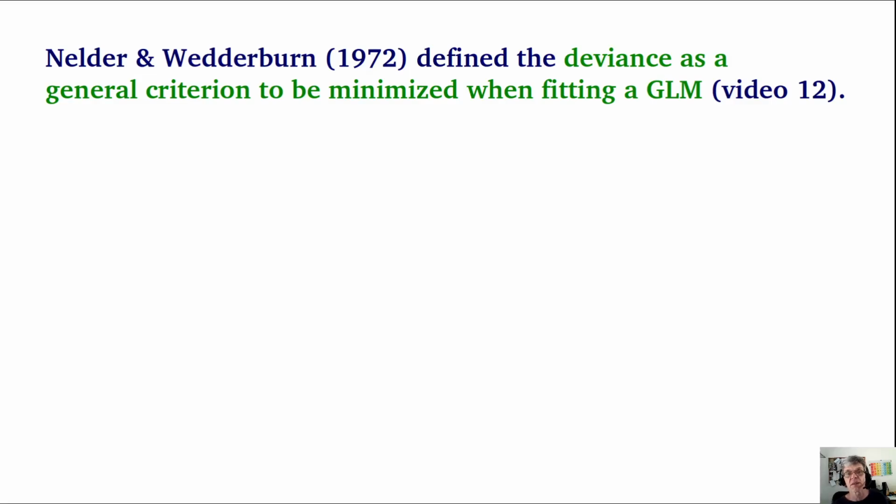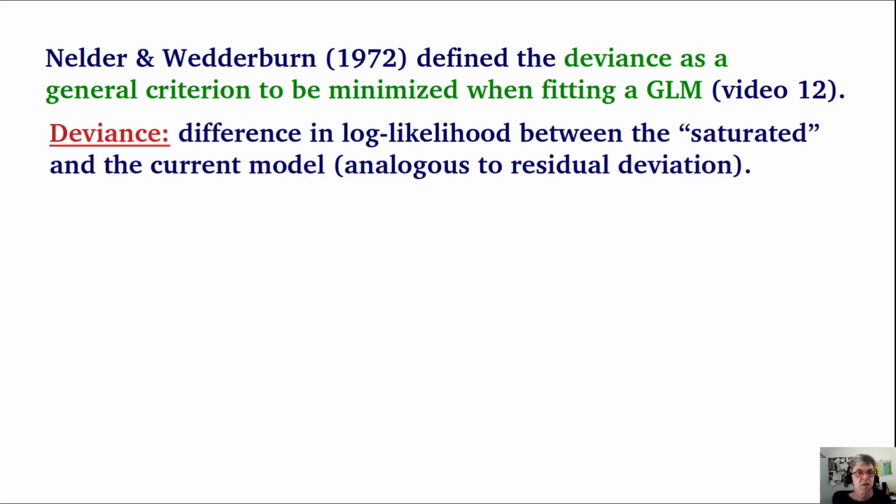And this feature is the criterion of the deviance. The deviance is a general criterion that is to be minimized when fitting a generalized linear model in video 12. This was introduced by Nelder and Wedderburn in 1972. So the deviance is defined as the difference in log likelihood between the saturated model, a model with a perfect fit to the data with as many parameters as data points, and the current model. So deviance is analogous but not identical to residual deviation.